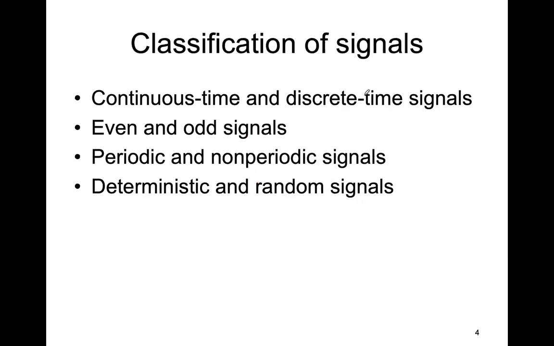So when we talk about the classes of signals, guys, we will be talking about continuous time and discrete time signals, which we have covered before, and even and odd signals. In high school, we were talking about even functions, çift fonksiyonlar, or odd functions, tek fonksiyonlar. So we will do a similar thing here. We will talk about periodic signals and non-periodic or aperiodic signals. And finally, we will be talking about deterministic and random signals.